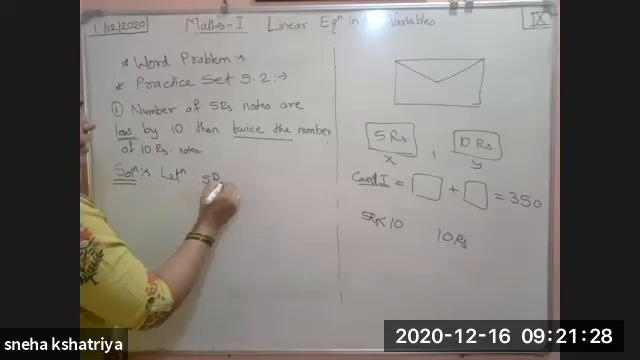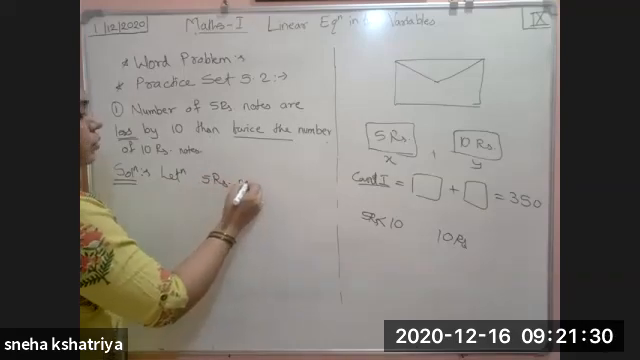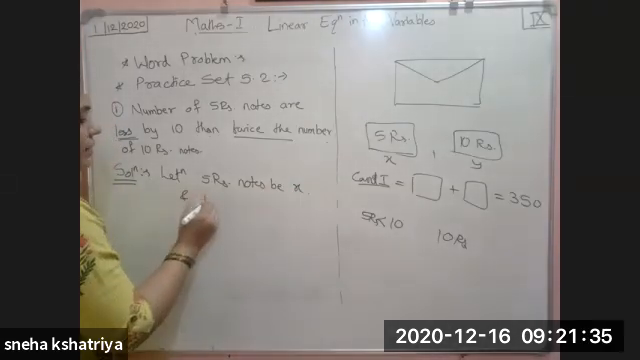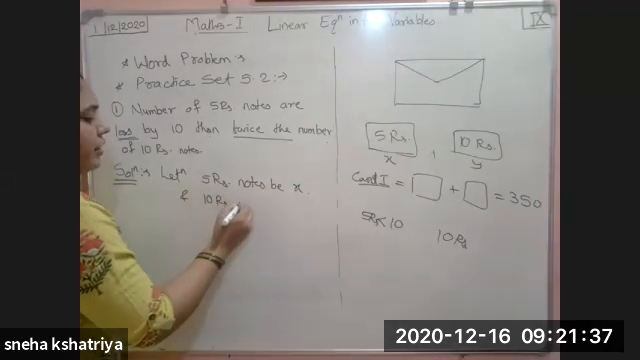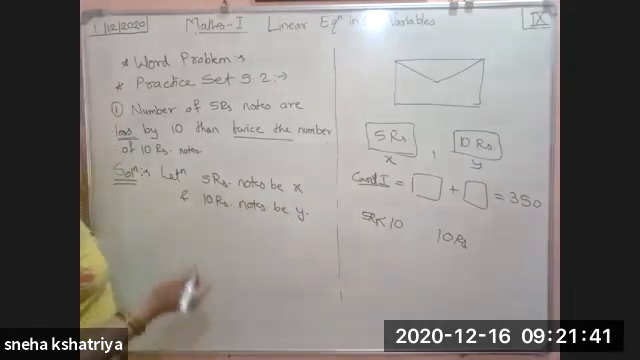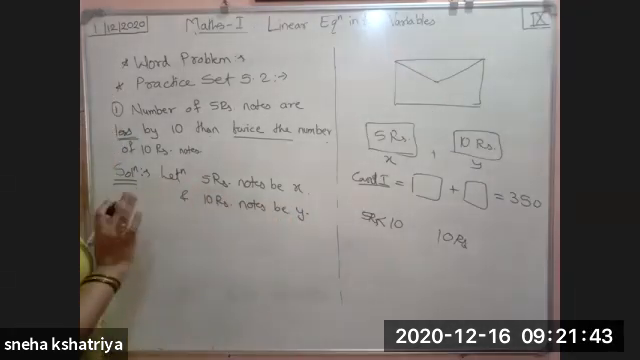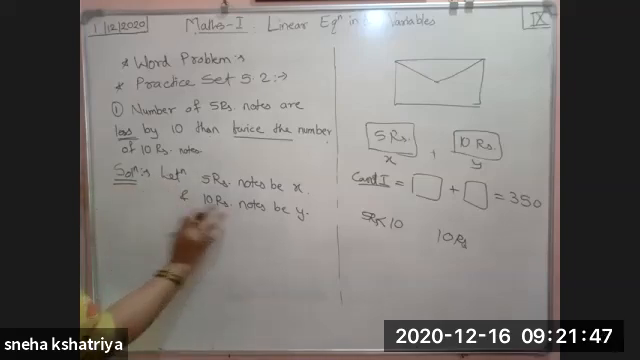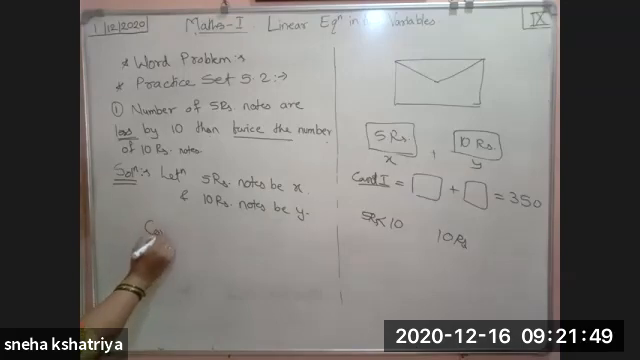5, we will write directly. Let 5 rupees notes be X and 10 rupees notes be Y. Okay, very easy it is. You don't have to think a lot. Now, we have supposed this answer. Now, what is the condition?